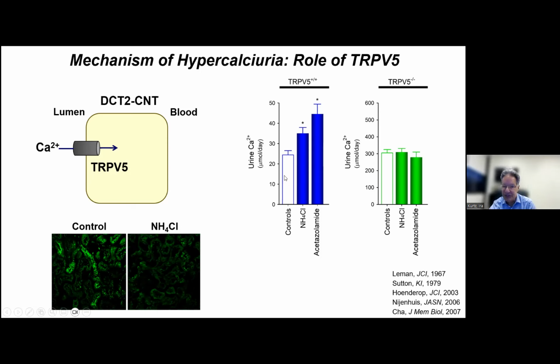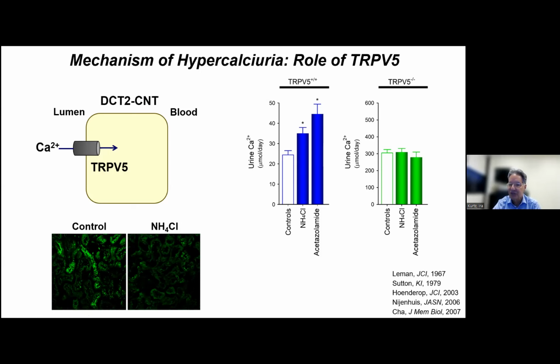And this is just an example here. In a normal animal, when you give ammonium chloride or acetazolamide, you get a lot more calcium excretion. This is a TRPV5 knockout mouse missing the transporter. First, note how much calcium is coming out of the urine, 300 micromoles a day instead of 25. So that just alone shows you how important it is for preventing hypercalciuria.